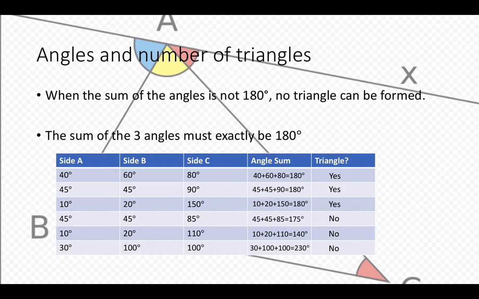So the big thing to remember about triangles is that the angles of the triangle have to be 180 degrees, and for any two sides of a triangle, the sum of them has to be greater than the third side.